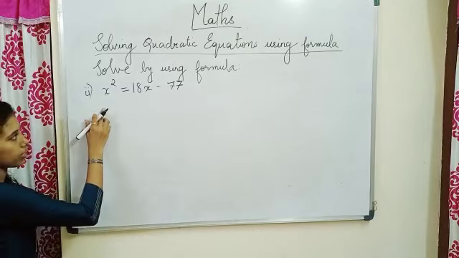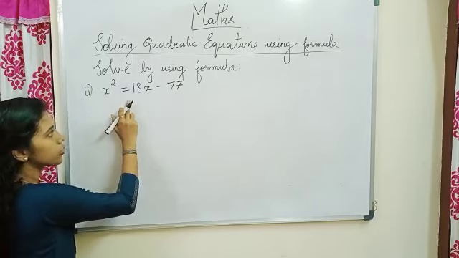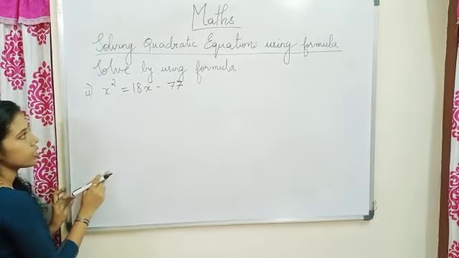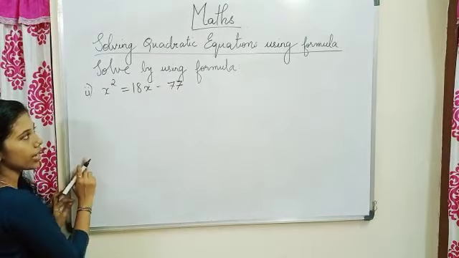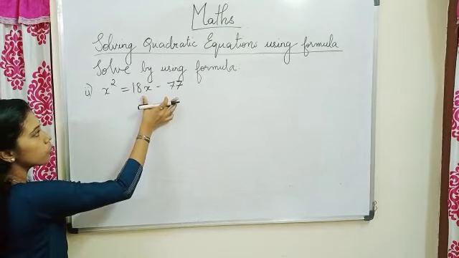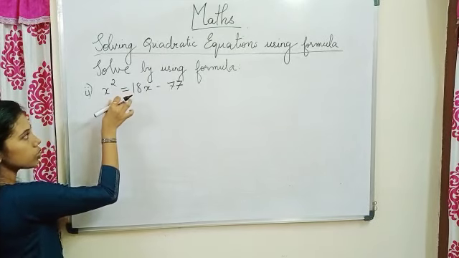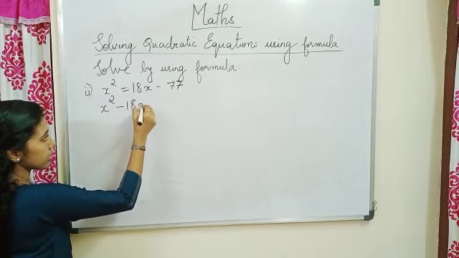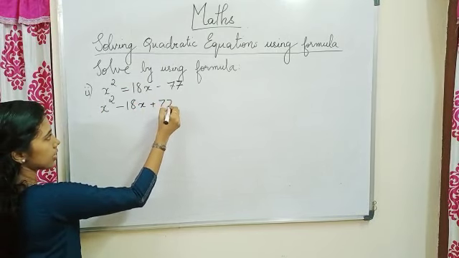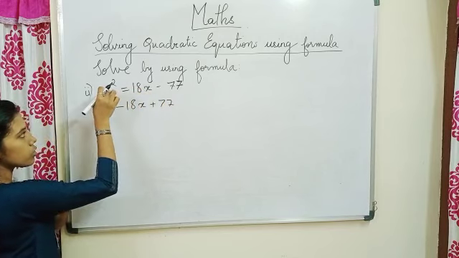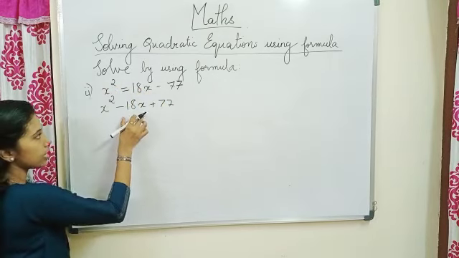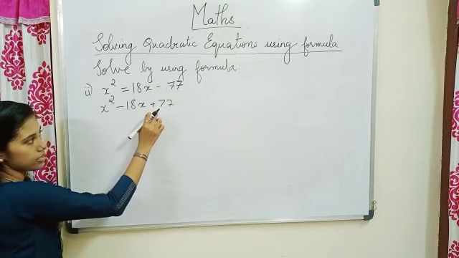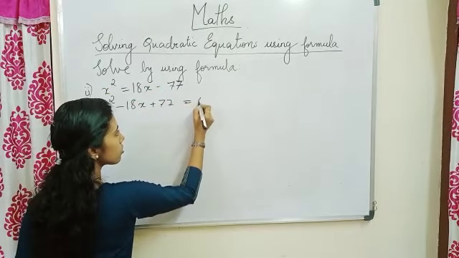So let's move on to another question, that is x square is equal to 18x minus 77. That is, it is not in the form of a quadratic equation. So we have to move these two terms to this side. So it becomes x square minus 18x plus 77. That is, plus 18x on moving to the other side becomes minus 18x, and minus 77 on moving to the other side becomes plus 77, which is equal to 0.